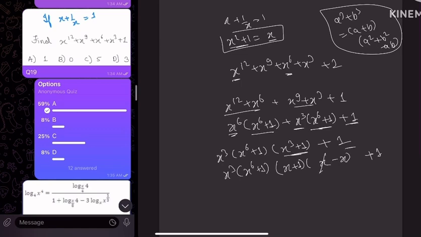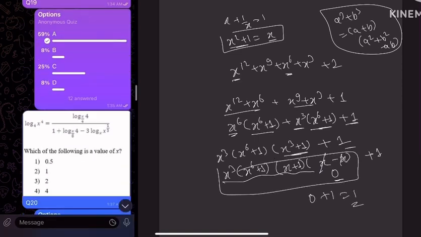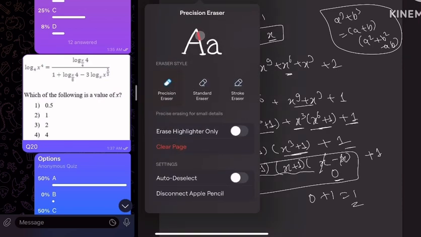Okay, so this gets cancelled, so this becomes 0, and now these all are in multiplication with 0, so all of them will become 0, so we'll be left with 0 plus 1, so 1 is the answer to this question. Last one, or 2 questions more we have left, we have to do that as well.